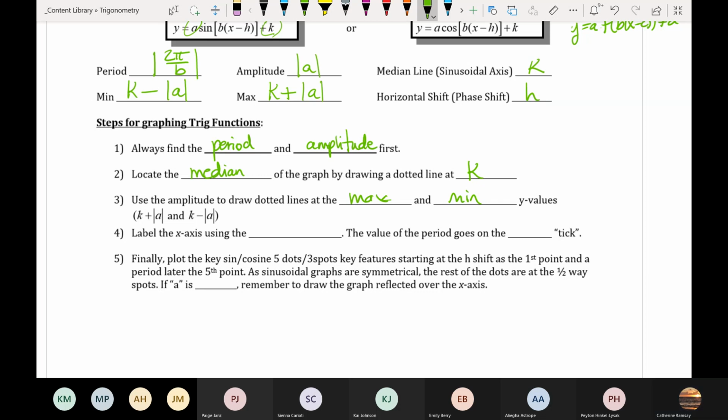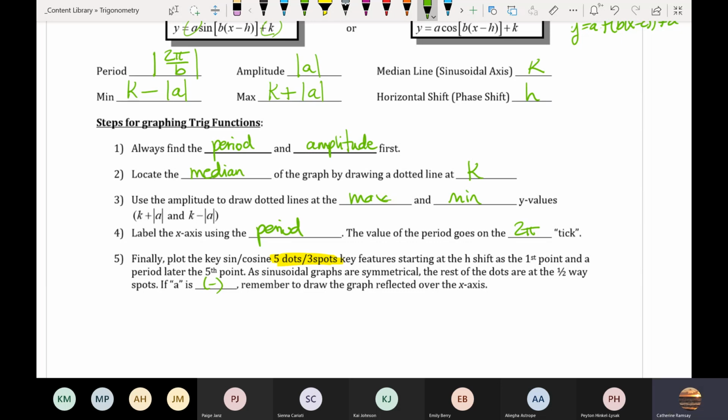And then we're going to label the x-axis using the period we just calculated in the first step, and the value of the period goes on the 2 pi tick. And I'm going to explain that in a second. Finally, plot the key sine, cosine 5 dots, 3 spots. This is a huge thing. I'll refer to 5 dots, 3 spots a lot. Starting at the H shift as the first point, and a period later is the 5th point, and because it's all nice and symmetrical, the rest of the dots are all halfway. And if A is negative, remember that you're going to be reflecting it over the x-axis.